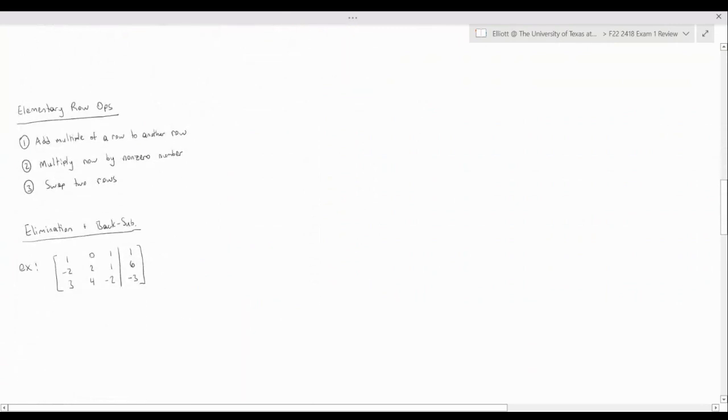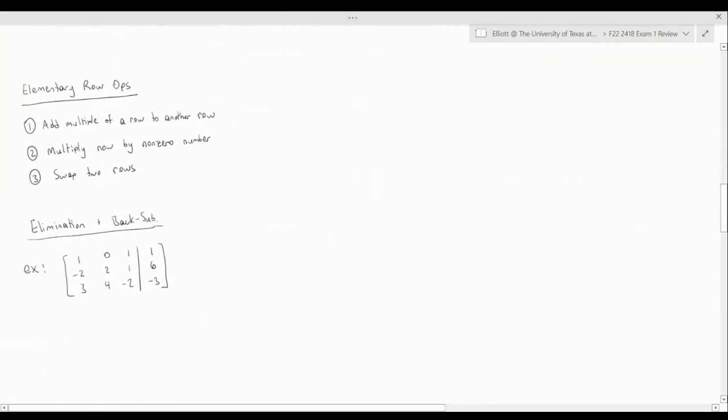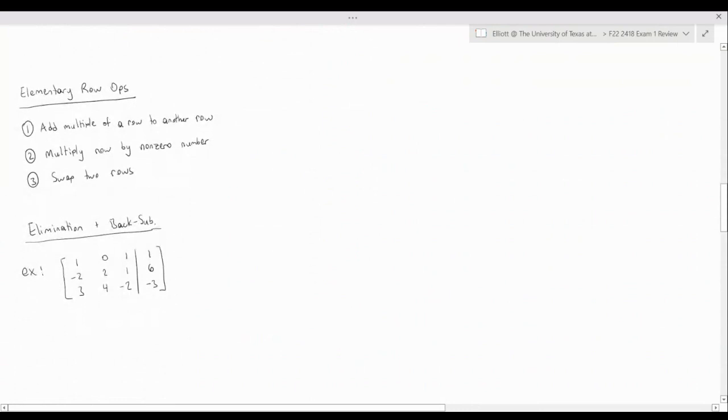Now, I want to talk about like doing elimination and back substitution. So this is how you're going to solve a larger linear system of equations with more equations and more unknowns. And I'm going to try and do 3 examples right now. So one example with a unique solution, one example with infinitely many solutions, and one example with no solution. So you guys can kind of see the difference between the 3 of them, okay?